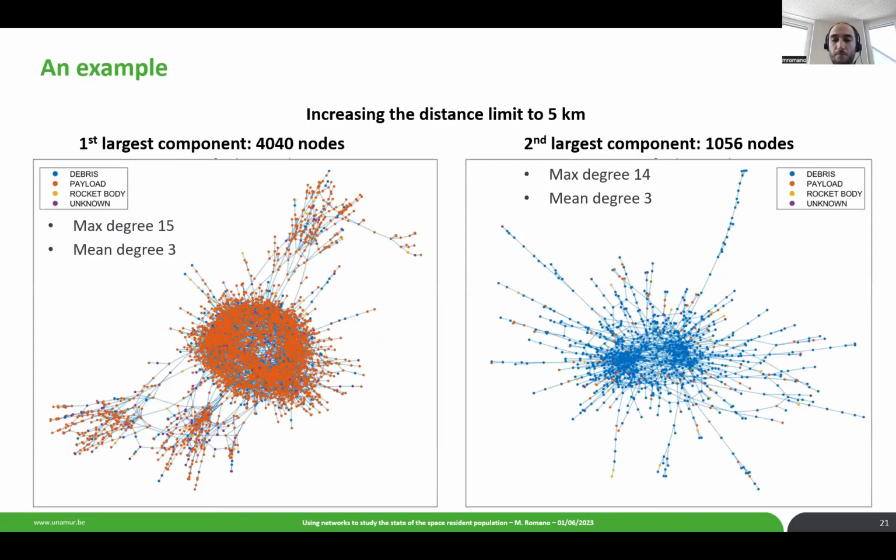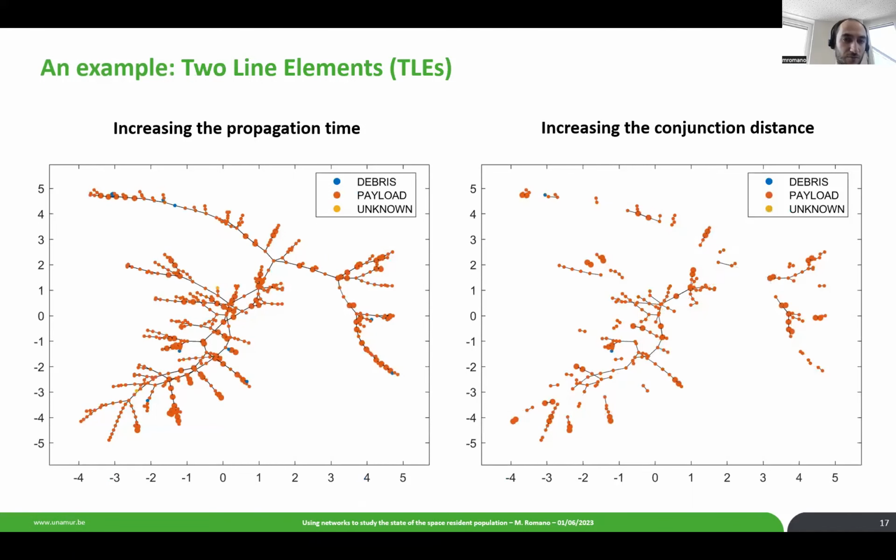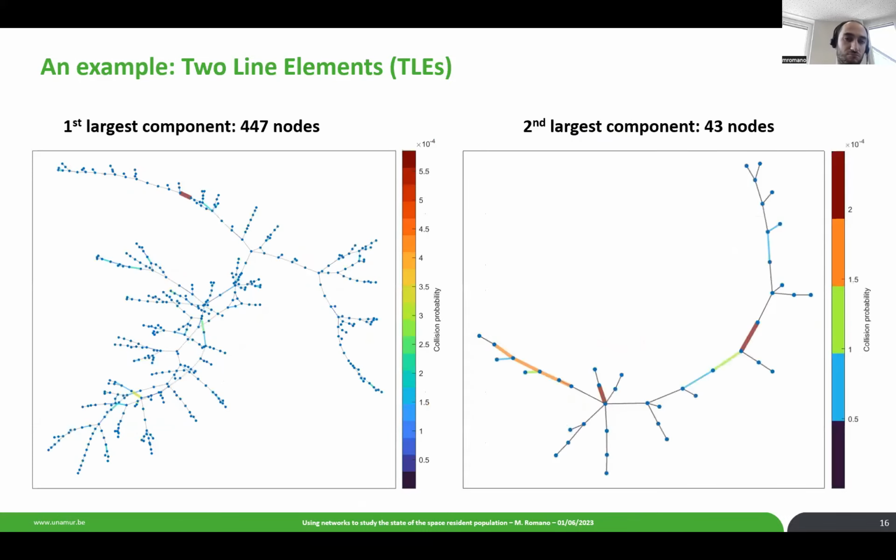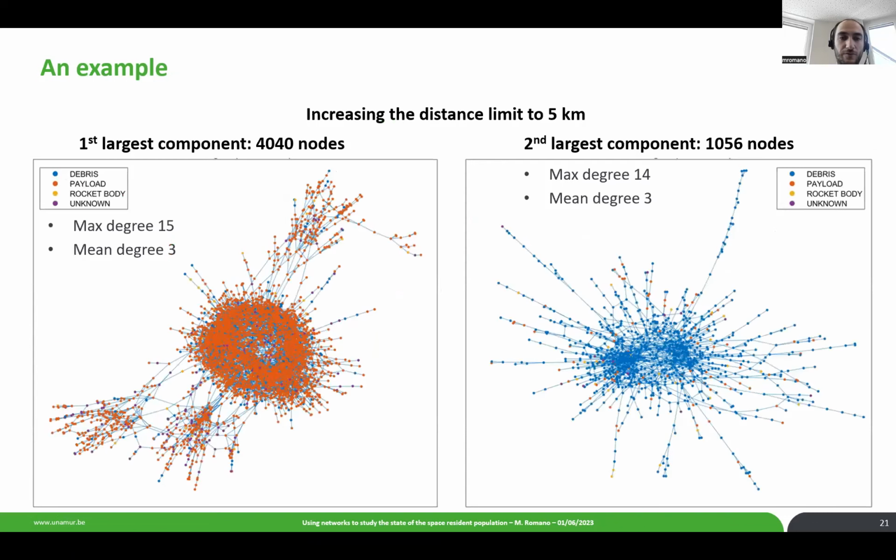And this one is simply to show you what happens if we increase the distance limit for the conjunctions to 5 kilometers. So from 3 to 5, the largest component goes, sorry, I don't remember, from around 400 something nodes to 4,000, while the second one is around 1,000. You can see there are still these branches, these chains that extend. However, there is now a central cluster of very highly interconnected nodes, and this is due to the fact that we have increased the distance.